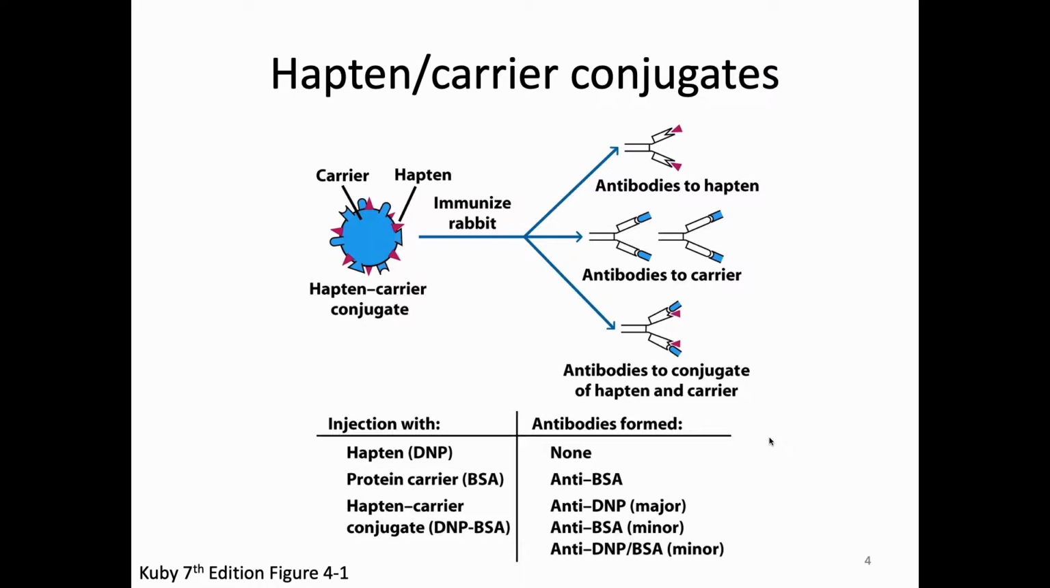And so if you were immunized with purified DNP, you would not make an antibody response. However, in real life, you are often infected with pathogens that have carbohydrates and lipids and proteins and nucleic acids.